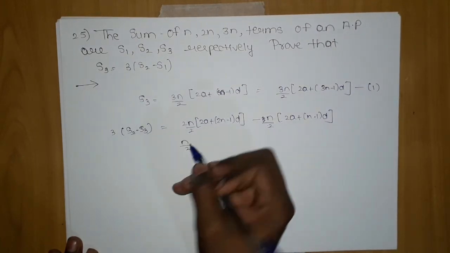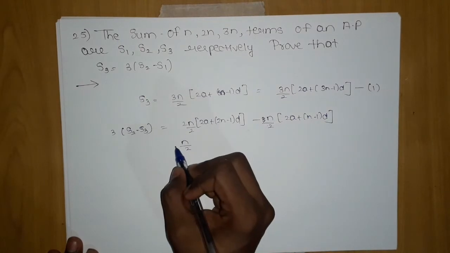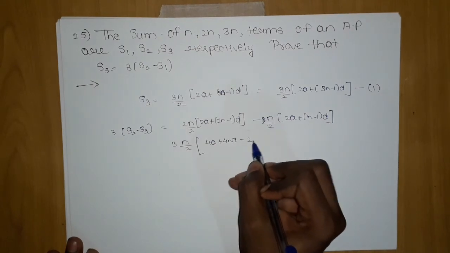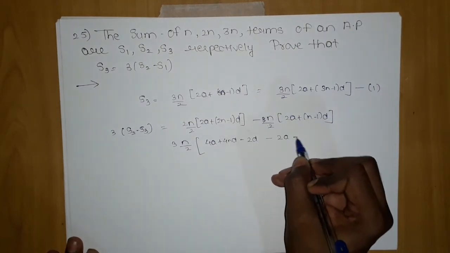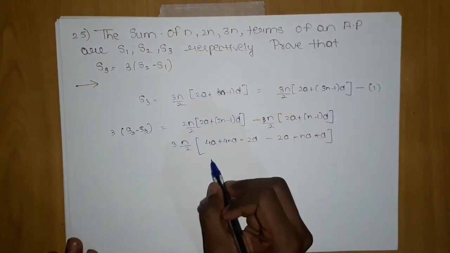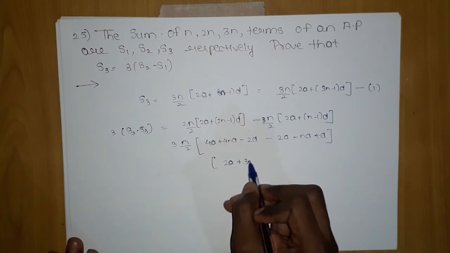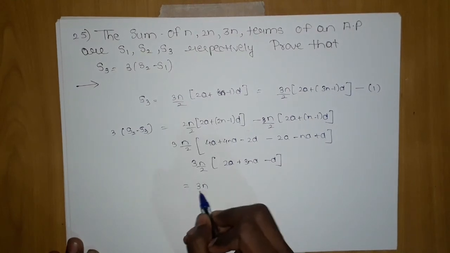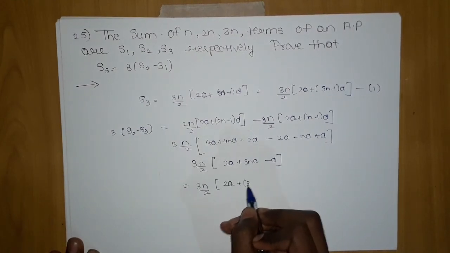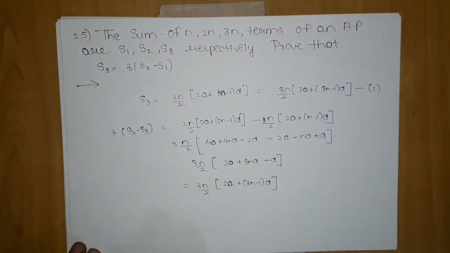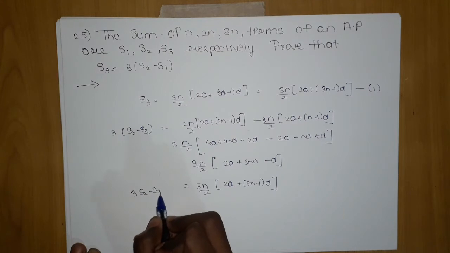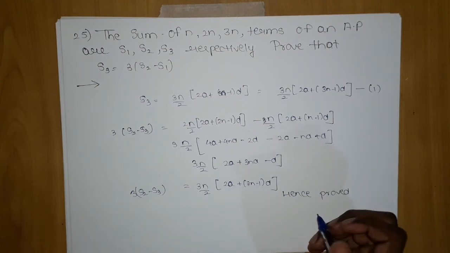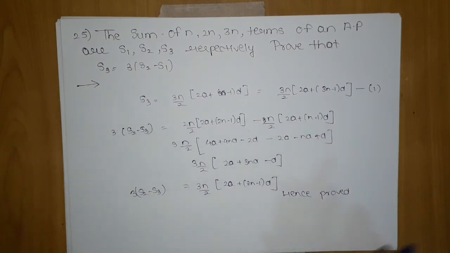Now if I take n by 2 common, because here both have n by 2, so n by 2, 3n by 2 is outside. What we have? 4a plus 4nd minus 2d, minus 2a minus nd plus d. Okay, what I have? I have 2a plus 3nd minus d. Into 3n by 2, which gives me 3n by 2 into 2a plus 3n minus 1 into d. So we got this. This is our answer, 3 into s2 minus s1, it is equal. So hence proved. So the approach was what? I just calculated the both side value and I got it equal. So that was the main part.